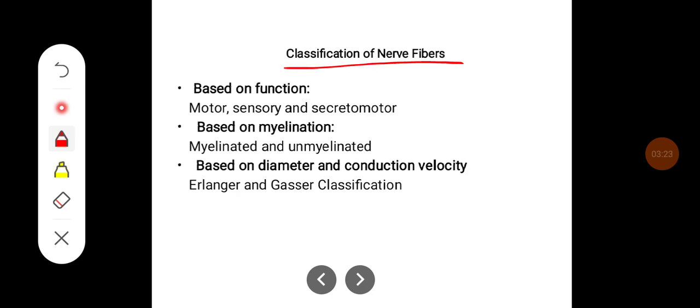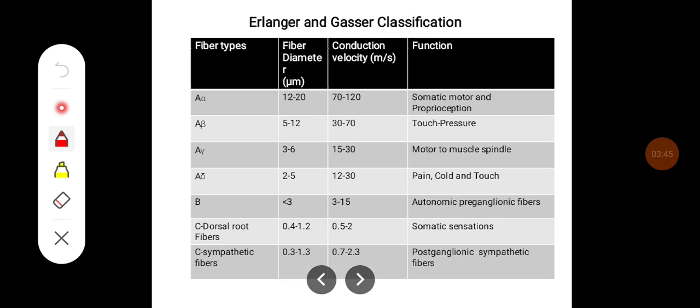Coming to classification, nerve fibers can be classified based on their function as motor, sensory, or secretomotor. Based on the myelination, they can be myelinated or unmyelinated, and based on the diameter and conduction velocity, the nerve fibers have been classified according to the Erlanger and Gasser classification. This classification divides the nerve fibers into A, B, and C type of nerve fibers, where A is further divided into A alpha, A beta, A gamma, and A delta, depending on the fiber diameter and velocity of conduction.